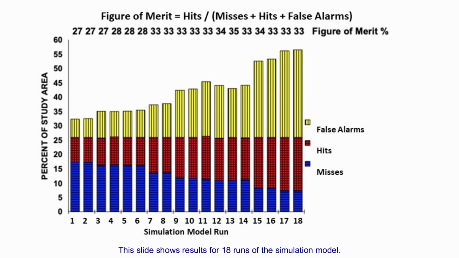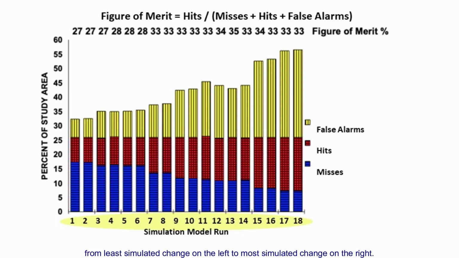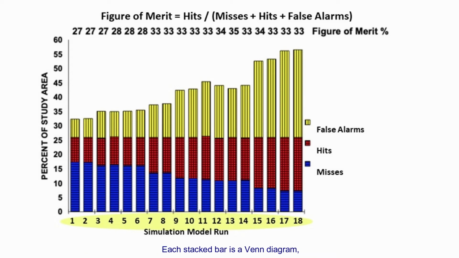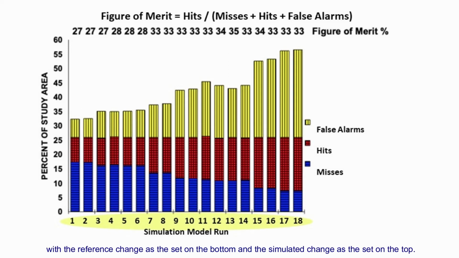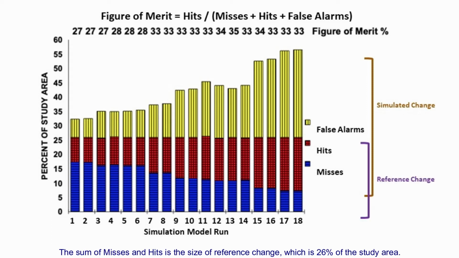This slide shows results for 18 runs of the simulation model. Each stacked bar corresponds to 1 run. The sequence of runs along the horizontal axis are in order from least simulated change on the left to most simulated change on the right. Each stacked bar is a Venn diagram, with the reference change as the set on the bottom and the simulated change as the set on the top. The sum of misses and hits is the size of reference change, which is 26% of the study area.